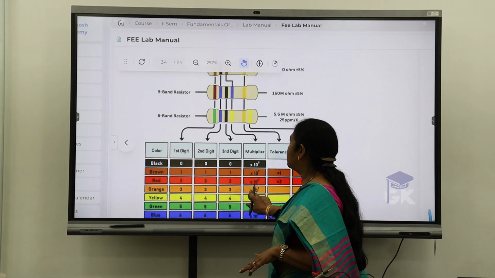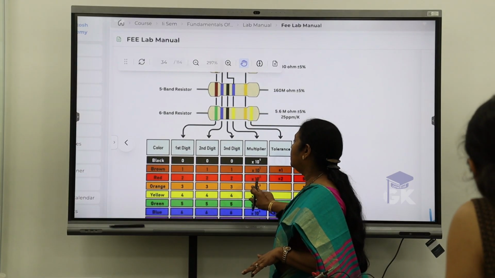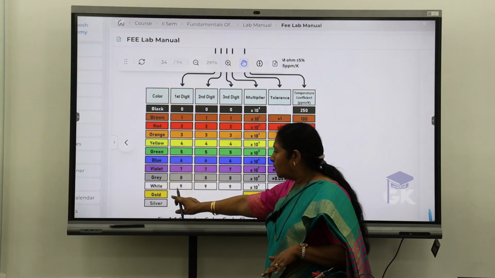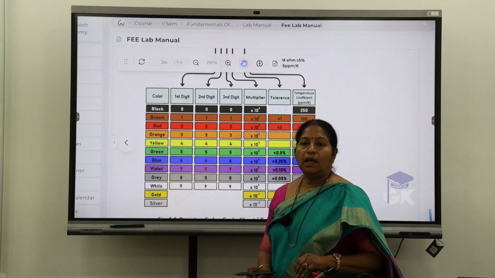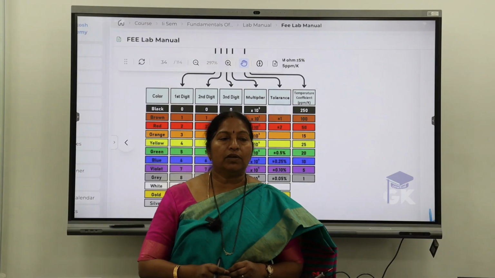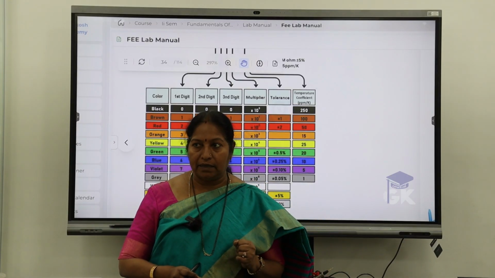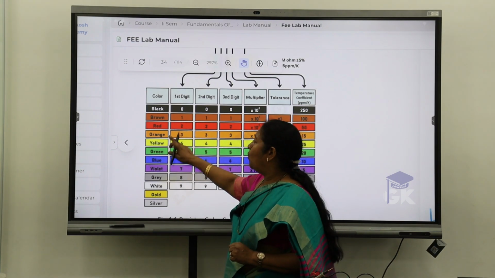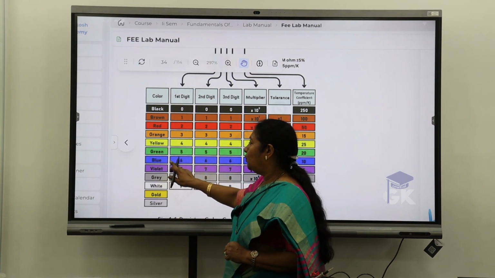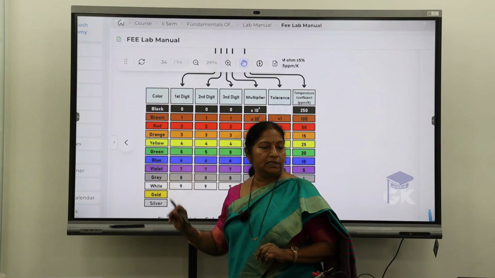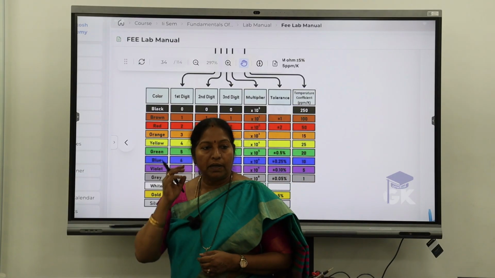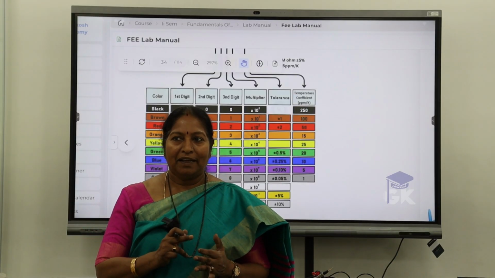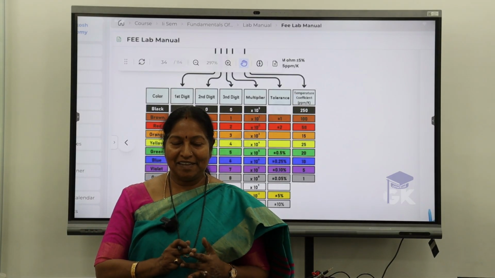Coming to the first one, the color code will be from black up to white. Starting colors, you can observe, either one of these will be there: black, brown, red, orange, yellow, green, blue, violet, grey, white. This is the order. How do you remember it? Some of you remember it with a mnemonic.